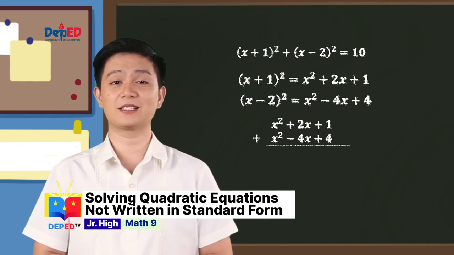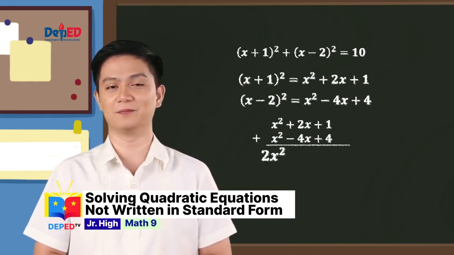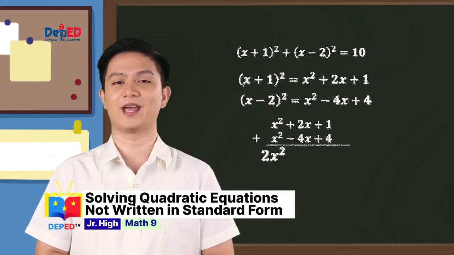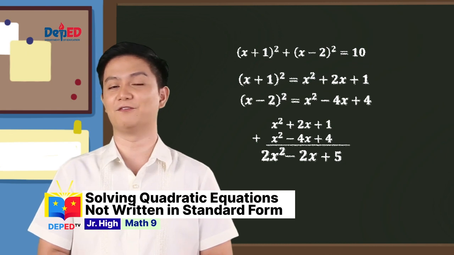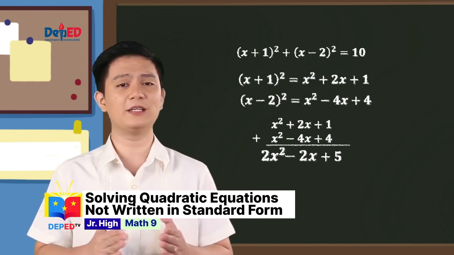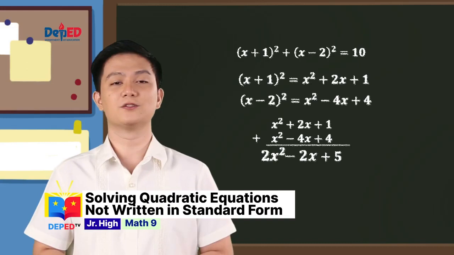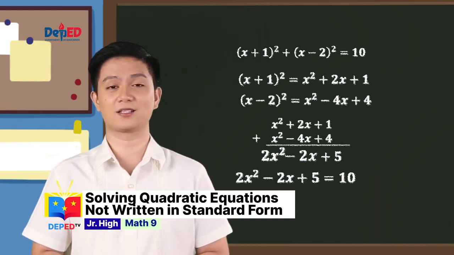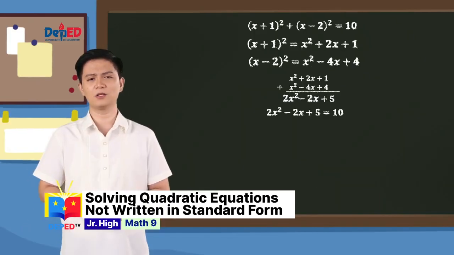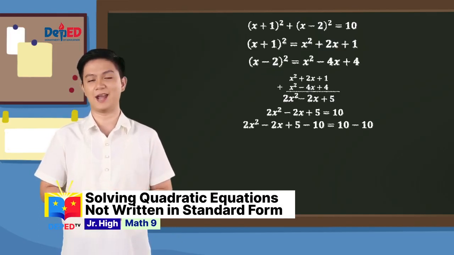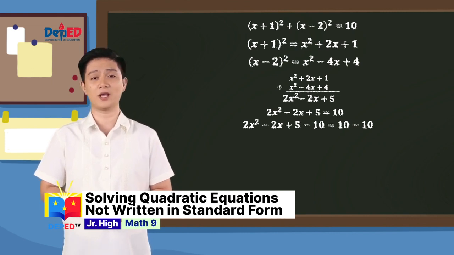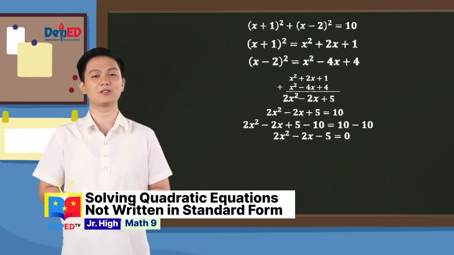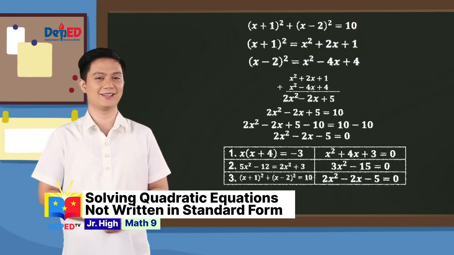X squared plus x squared equals 2x squared. 2x plus -4x equals -2x. And 1 plus 4 is equal to 5. Hence, the left side of the equation is now simplified as 2x squared minus 2x plus 5. Now, we decrease both sides by 10. Then we combine the constants. Thus, the standard form of the equation is 2x squared minus 2x minus 5 equals 0. We record this in the table.